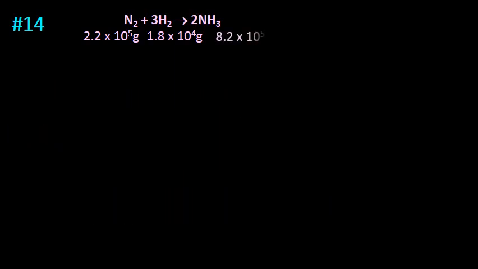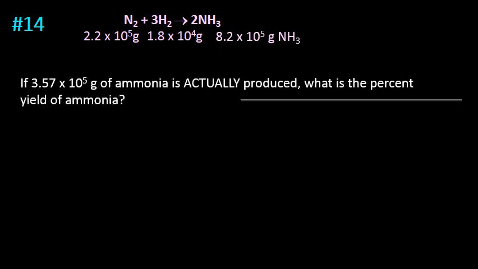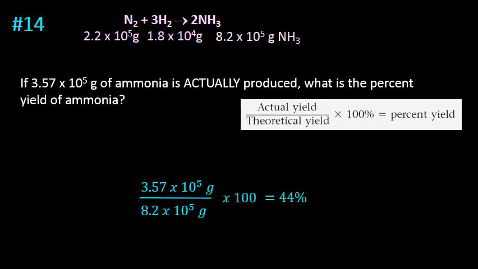Well, of course, this is a multi-step problem. The question also wants to know what the percent yield is. So you're going to bring in the formula. That is what was actually produced by the lab, even though the math said we should get that amount. Multiply it times 100, boom, percent yield.